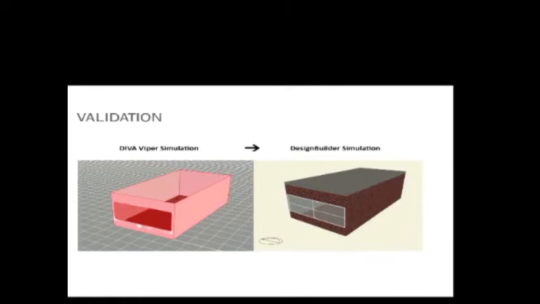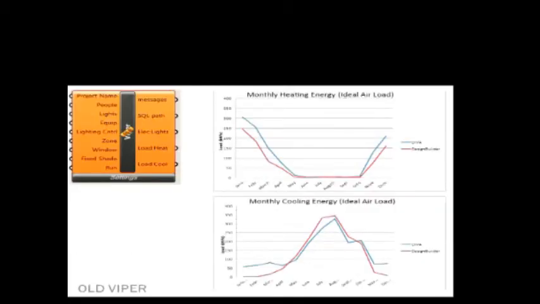So what we did is we first created a shoebox model in Rhino, and then we ran the simulation in Viper. This was a year ago when Ben Silverman, who is not with us, was interning with us at that point. And then we ran similar shoebox models in Design Builder, and we compared the results. So what we found was there were some discrepancies between Viper and Design Builder in heating and cooling energy loads.